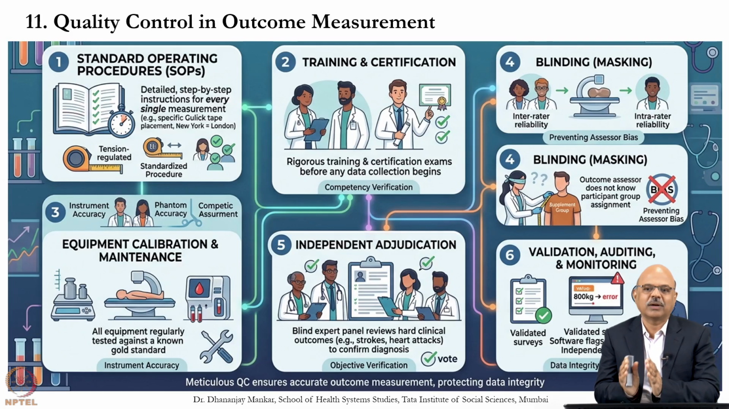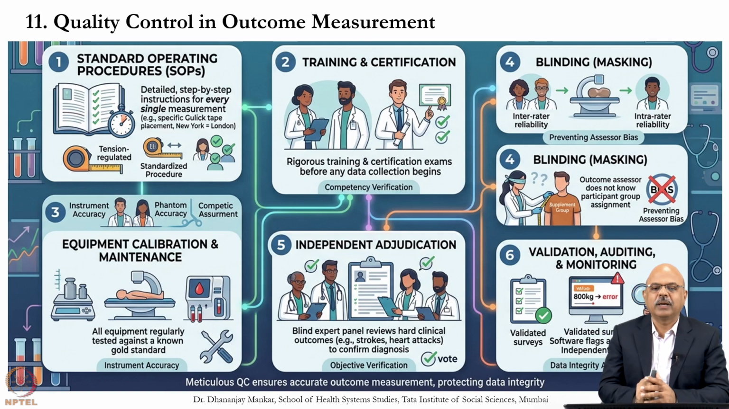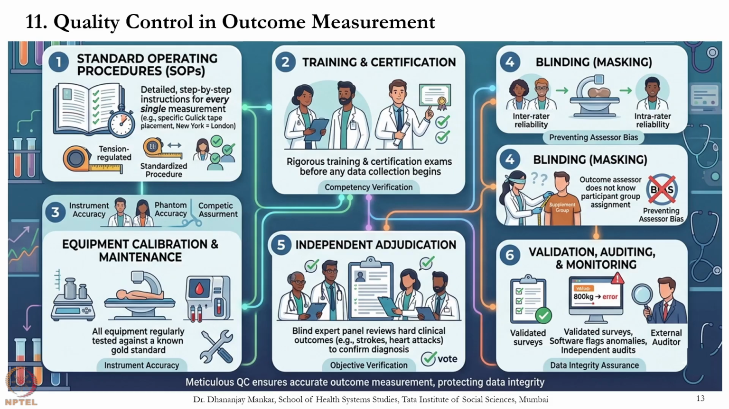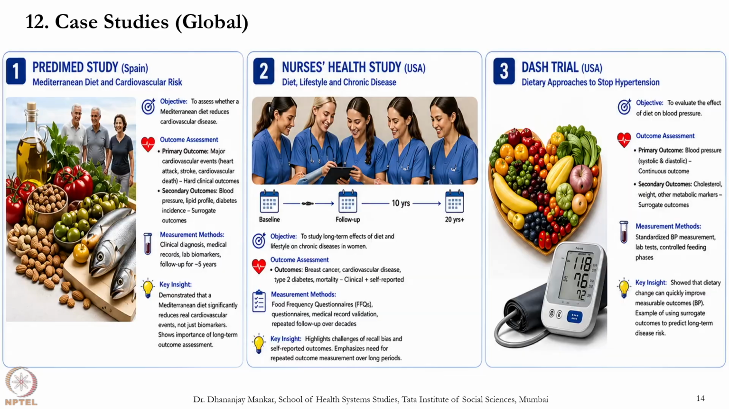inter-rater reliability and intra-rater reliability. Blinding, that is masking, where the outcome assessor does not know participants' group assignments. Also, quality control for equipment calibration and maintenance, which is seen as instrument accuracy. Independent adjudication, where objective verification is very important, seen as a blind expert panel review which will give you some of the observations which are needed to correct. Finally, validation, auditing and monitoring give meticulous quality control, which ensures an accurate outcome measurement and protects the data integrity.